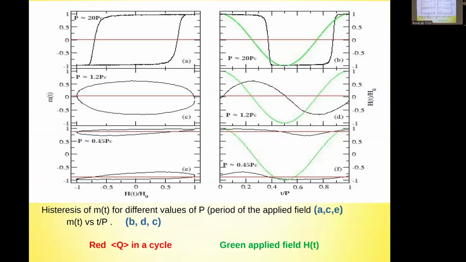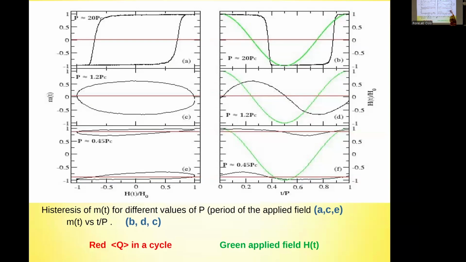Okay, so here, for example, is what happens. The green is the oscillating field. In the first one, you see a slow oscillating field. The black line is the magnetization. Well, the spins have the time to switch along with the field.